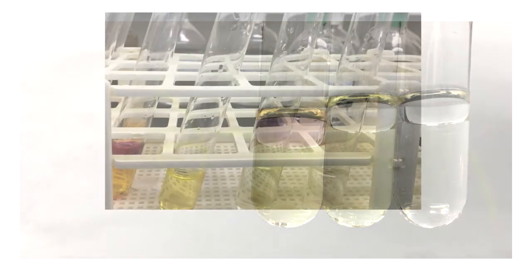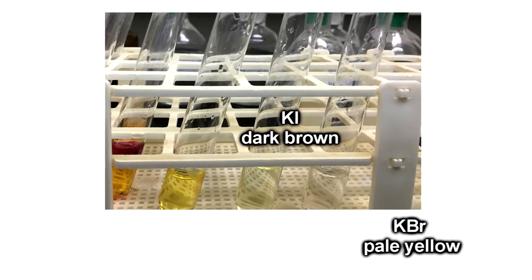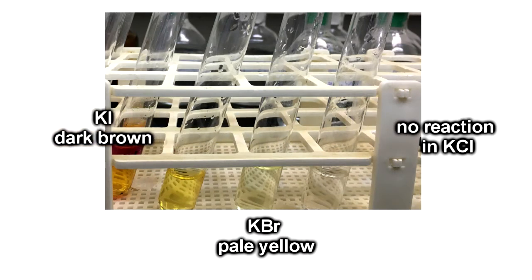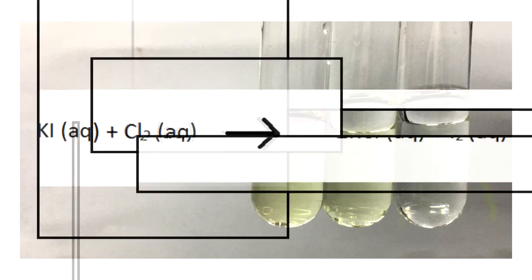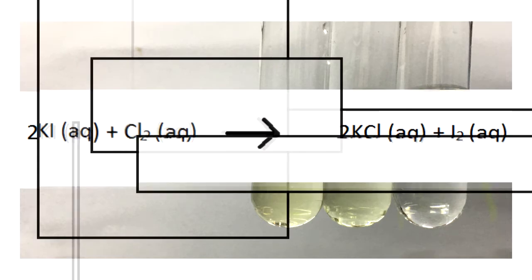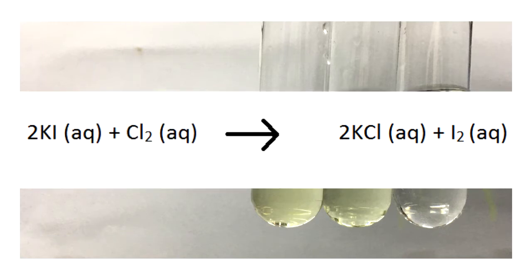For the reaction between chlorine water and potassium iodide, the color of the solution changes from colorless to dark brown. When cyclohexane is added, the color of the cyclohexane layer is purple. This is because cyclohexane detects the presence of iodine. This is caused by chlorine, which displaces iodine from its solution.